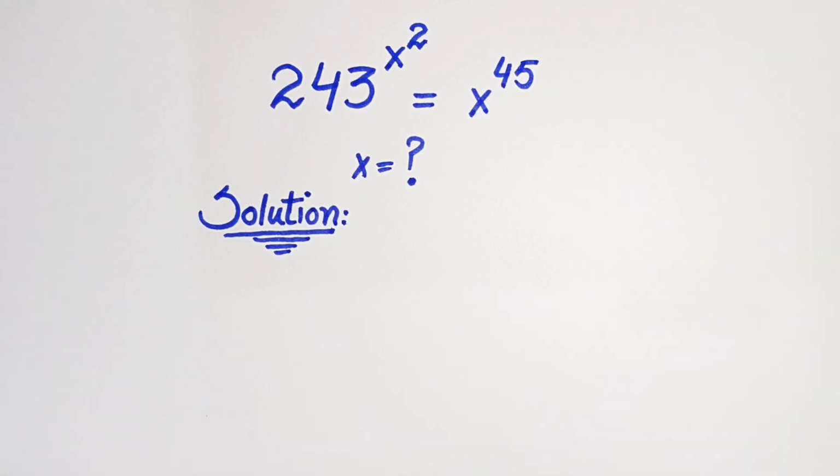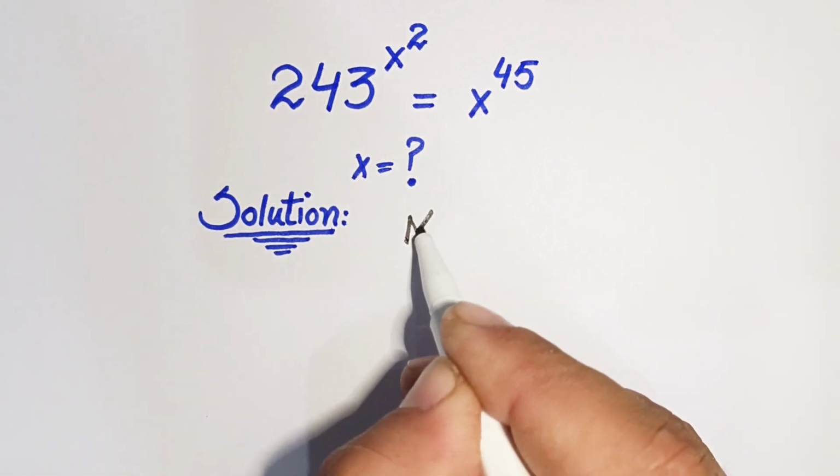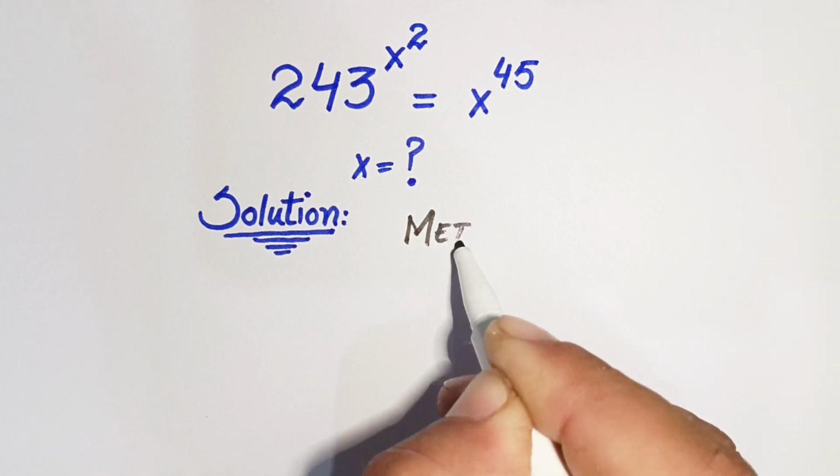Today our Maths Olympiad question is 243 to the power x squared equals x to the power 45. So here we have to find the value of x. Now in this problem we are going to use three methods to solve it. So first of all, solving this problem by method number 1.